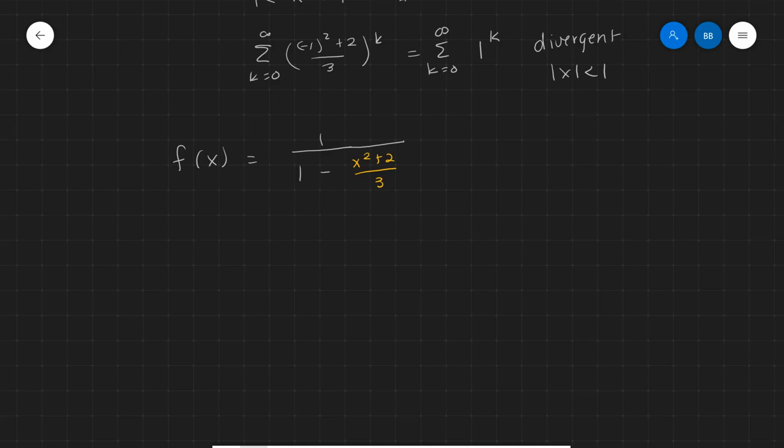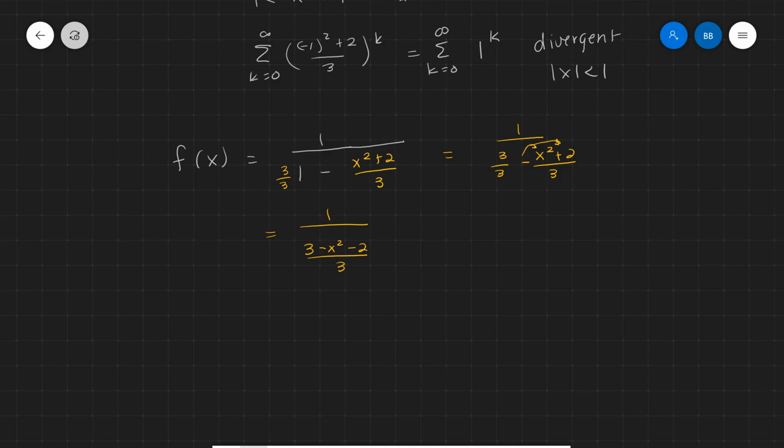Now we've got to simplify the function, so I'm going to multiply 3 over 3 here, and that will give me 1 over (3 over 3 minus (x squared plus 2) over 3). I've got to distribute the negative, and that will give me 1 over (3 minus x squared minus 2) over 3.